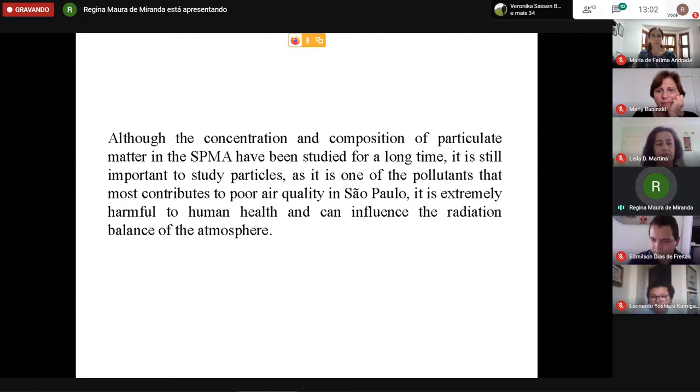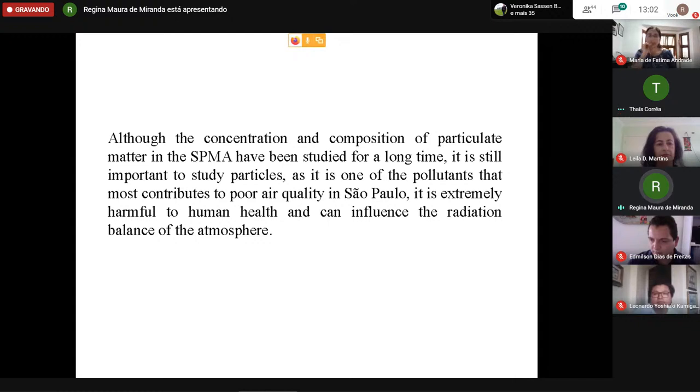So, although the concentration and composition of particulate matter in São Paulo have been studied for a long time, it's still important to study particles because they are one of the pollutants that most contribute to poor air quality in São Paulo, are harmful to human health, and can influence the radiation balance of the atmosphere.